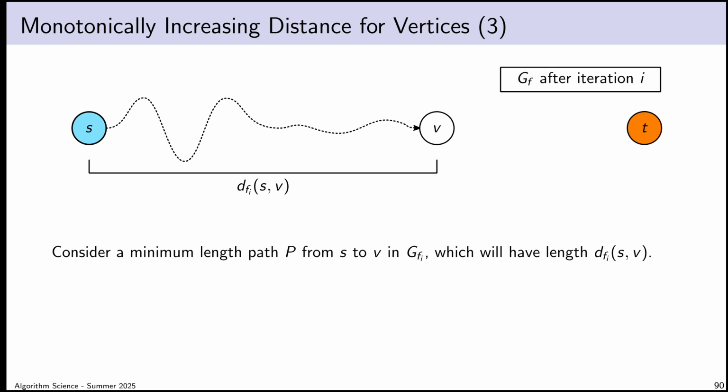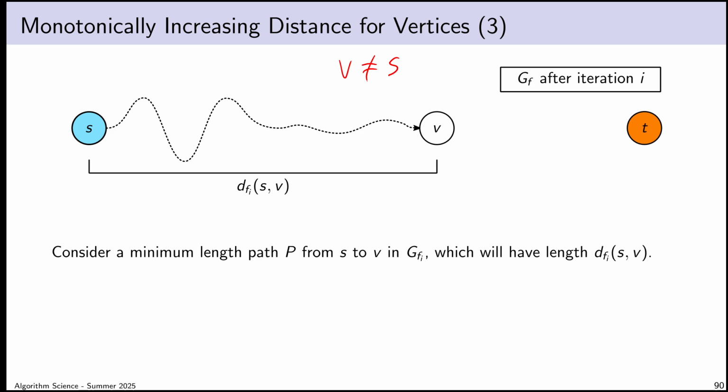So let's find a minimum length path from S to V in the residual network after step I. After I perform the augmentation at step I, that is the step where the distance decreased, consider a minimum length path from S to V in that residual network. We know that the length of that path will be d of Fi of S to V. One thing I can observe, the proof doesn't write this explicitly, but I think it's reasonable that we can conclude this, is that the vertex V is obviously not equal to the vertex S.